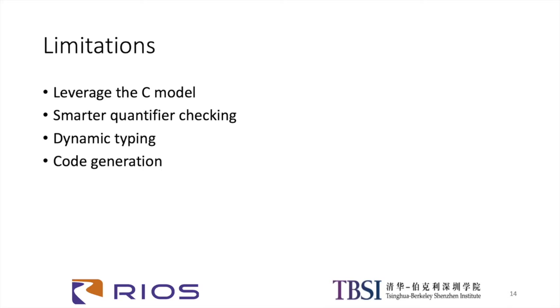Now, I will talk about some tool limitations that we would like to address here based on our experience. First, I would like to talk about the experience of leveraging the C model. Then I will talk about the quantifier checking done by the current Sail, and dynamic typing. Lastly, the code generation for verification purposes is not fully complete. I will describe in detail.